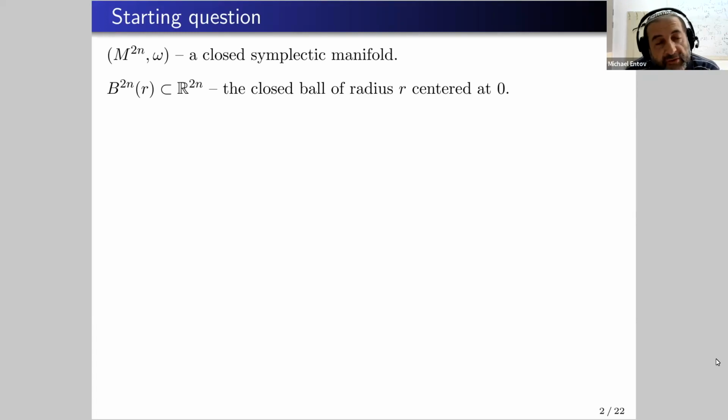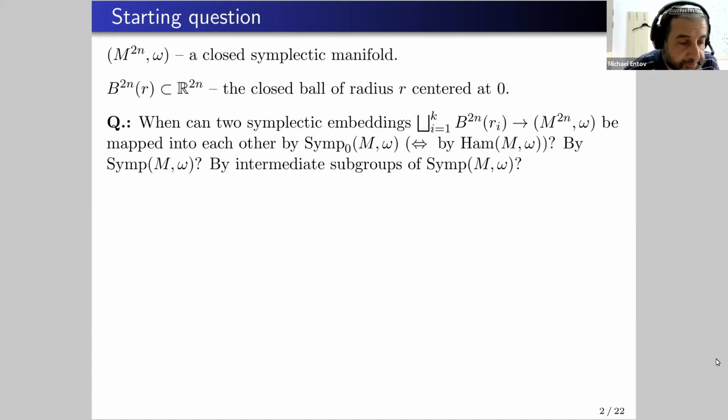By an embedding of a closed ball, I mean an embedding of its open neighborhood. Whenever I'm talking about smooth embeddings, symplectic embeddings, or whatever, these are embeddings of open neighborhoods of closed balls.